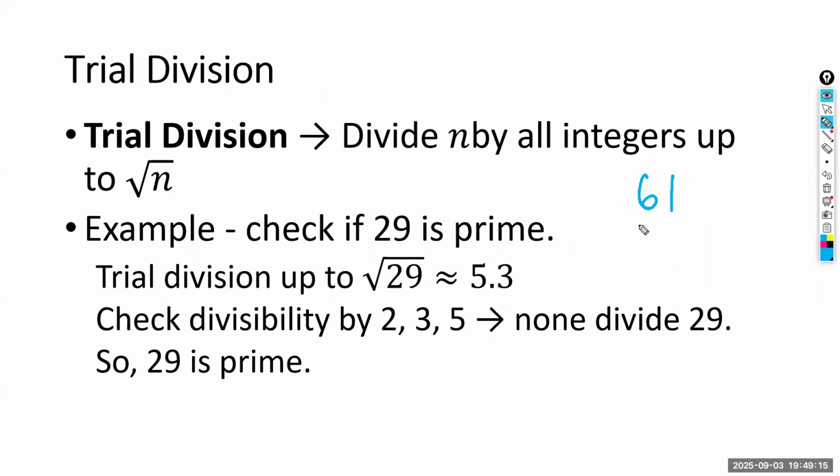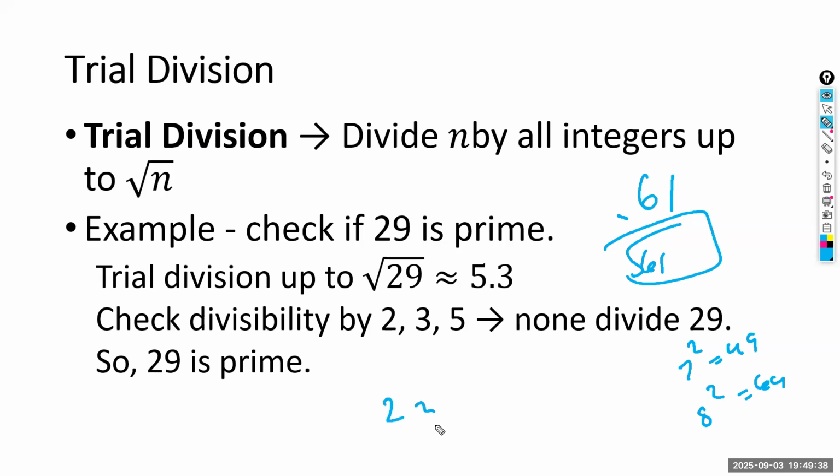61, is it a prime number? Now find roughly the square root of 61. For example, 7 to the power 2 is 49. It's smaller than 61. 8 to the power 2 is 64. So therefore, this must be 7 point something. That means you need to check whether 61 is divisible by any prime number smaller than 8. Right? 2, 3, 5, 7.